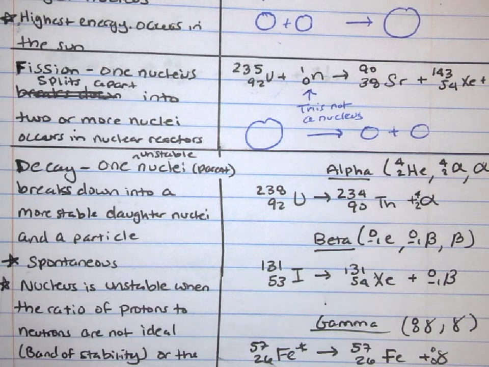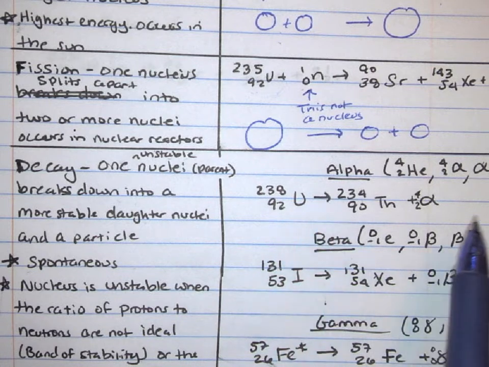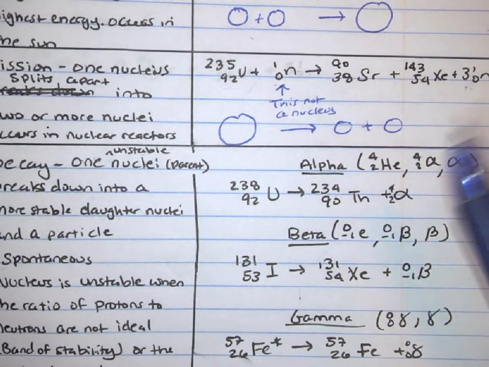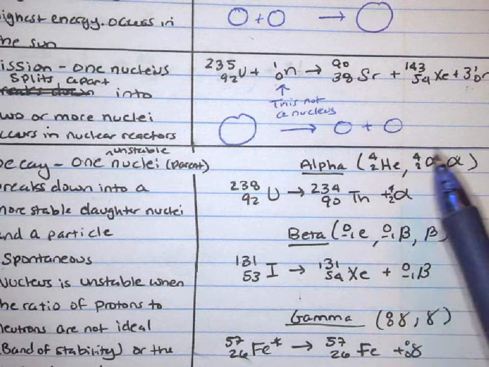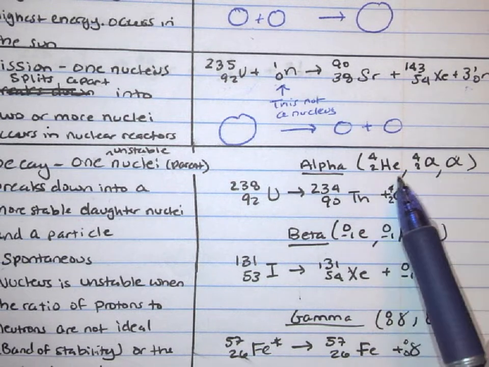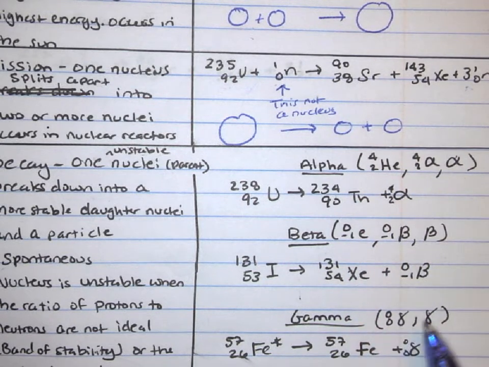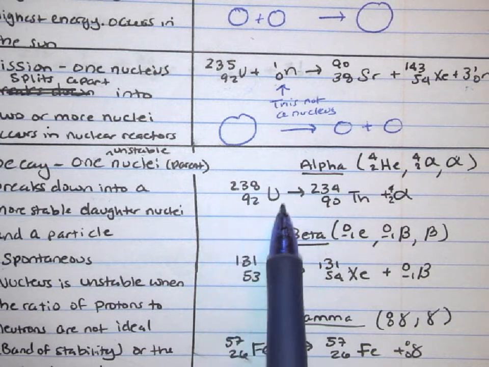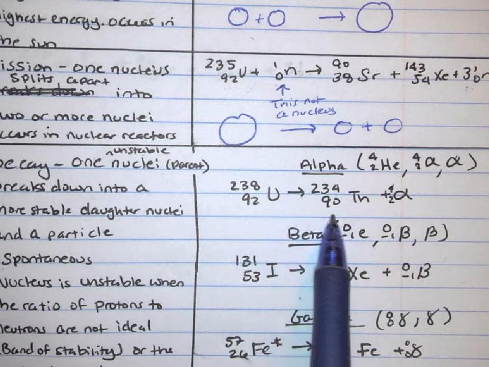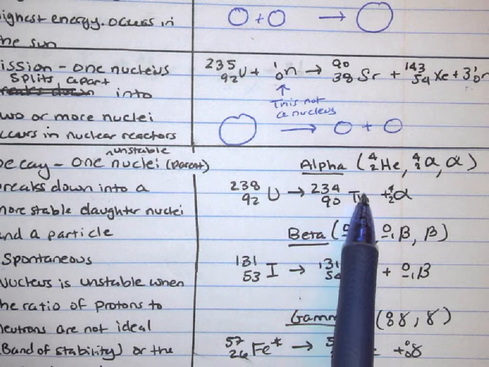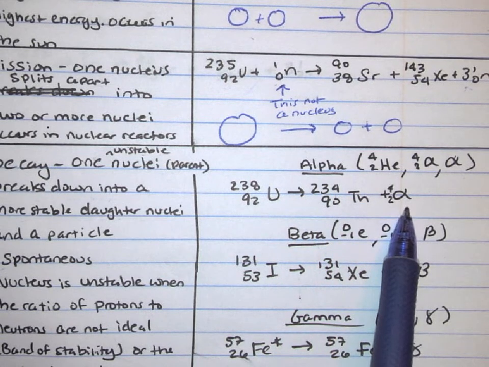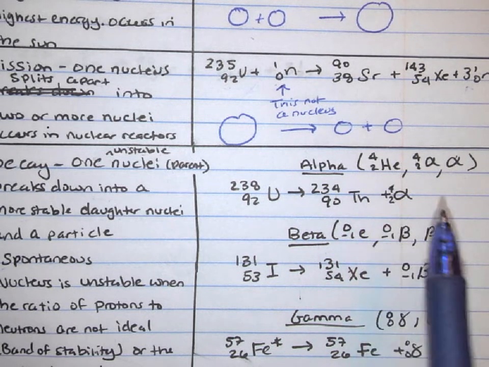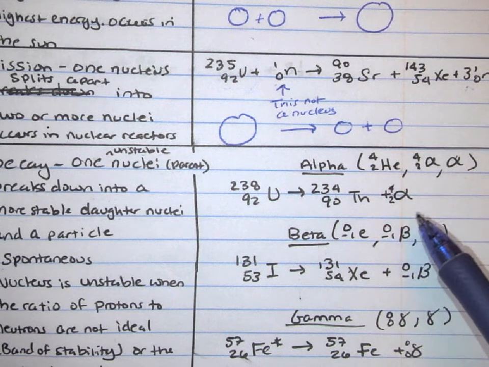Okay, so let's take a look at the three different types. You have alpha, beta, and gamma, and in parentheses I put the symbols for alpha particles, beta particles, and gamma particles. If you look at an example of an alpha decay, you start off with uranium-238, and it breaks down into thorium and an alpha particle. Okay, an alpha particle is actually just a helium nucleus, a high-energy helium nucleus.